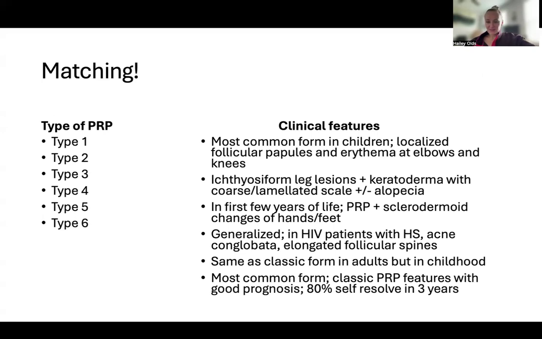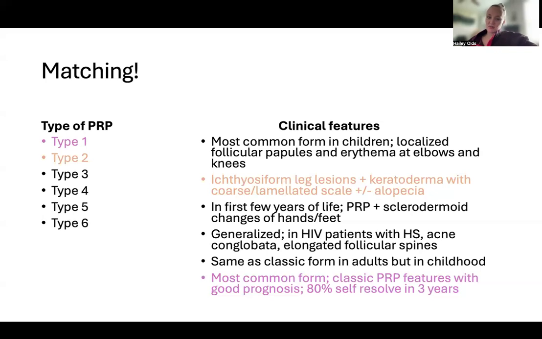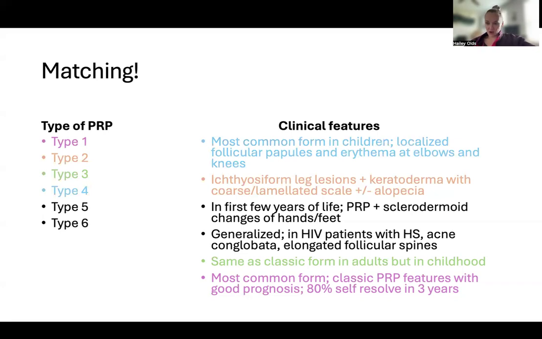So type 1, which one is that? That's just your classic PRP, most common, 80% self-resolve. Type 2 is also in adults, and you see ichthyosiform leg lesions, keratoderma, and you may see hair loss as well. Type 3, which one is that? This is the classic form, but it's just in kids instead of adults. Type 4, also in kids. This is the more common kind in kids. You get localized follicular papules and erythema at the elbows and the knees.